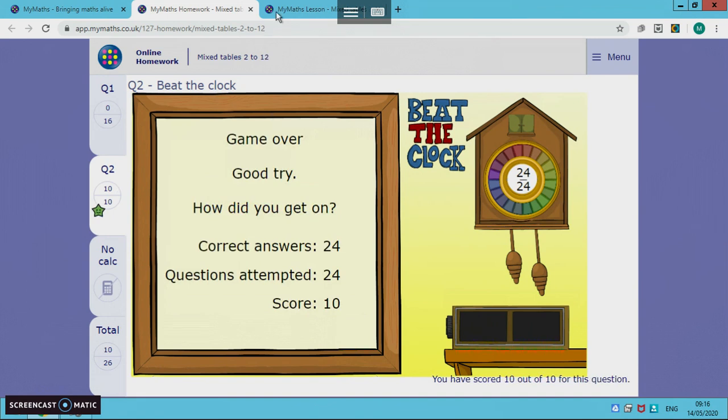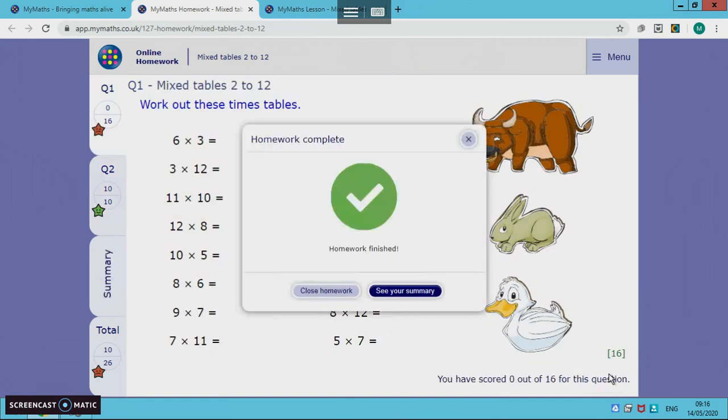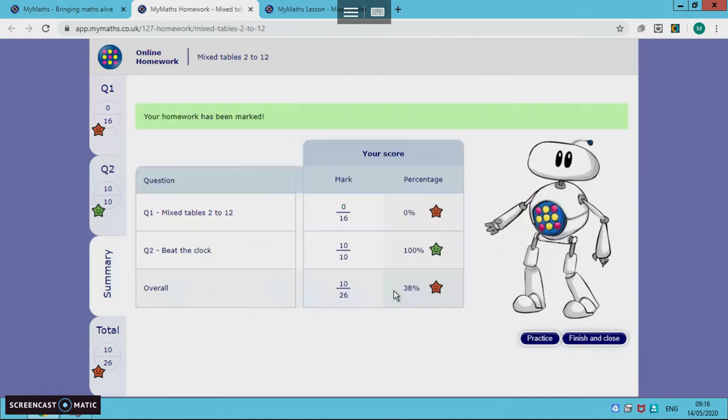When you go onto your My Maths, you'll see this, and you'll do both of these questions, and it'll say mark it, and I've scored 10 out of 10 for that because I got over 15 right. Once you've done that, pretend I did this and I marked it, this will pop up, won't it? You need to press see your summary. Obviously I didn't get anything in the first question because I didn't do anything, but then I got 100% in the second one because I got 15 right.